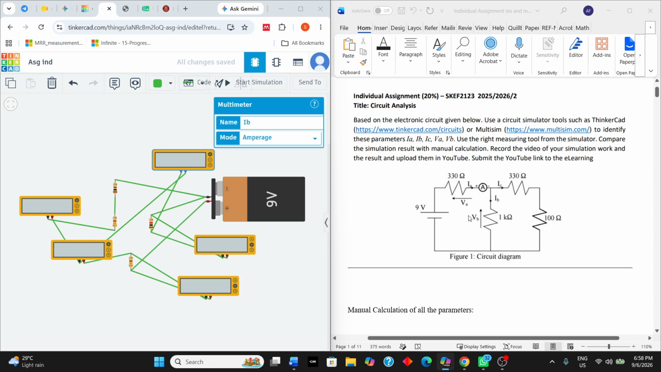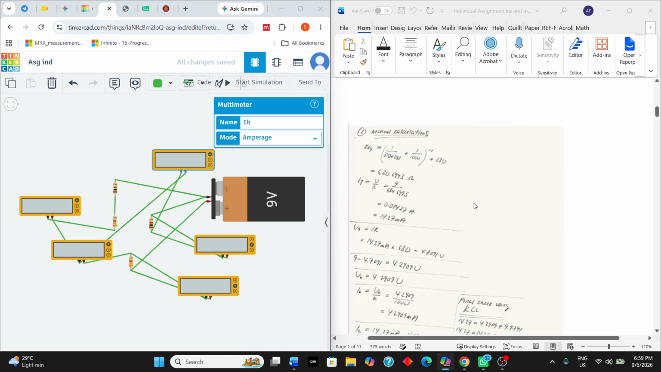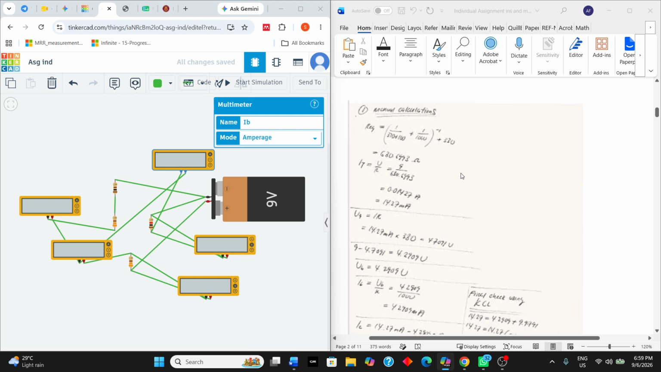We have a 9 volt battery going to the first 330 ohm resistor, and we have one junction here which divides the current into two separate lines. For the first line we have a 330 ohm resistor and also a 100 ohm resistor, and for the second line we have a 1 kilo ohm resistor. So I'm going to show a bit of manual calculation here.